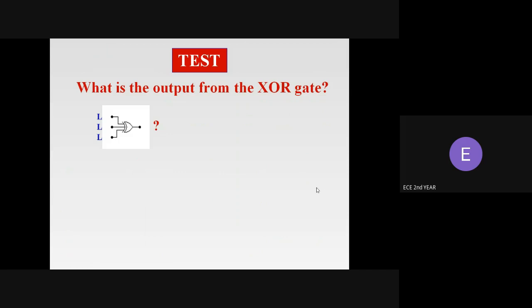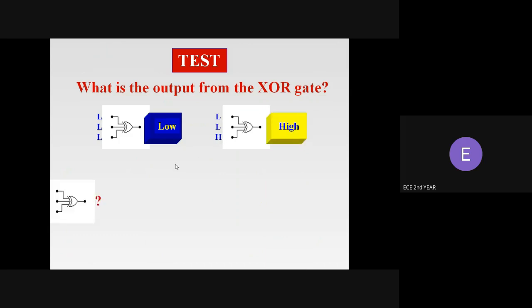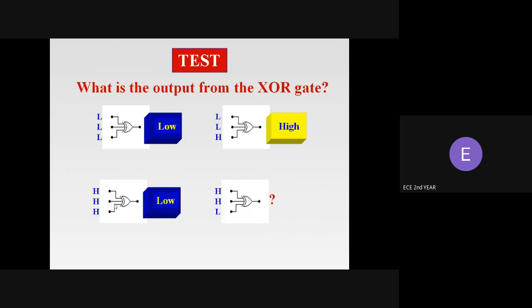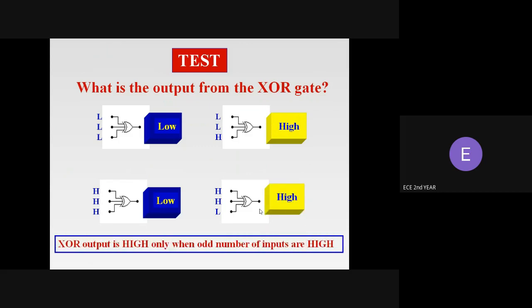We apply both the inputs low, the output will be low. And the next thing, we change any one of the inputs to be high, we will be having the high output. When all the inputs are high, the output will be low. If any one of the inputs goes low, the output will be high, right? So what will happen for the XOR: the output will be high when an odd number of inputs are high. That is the case here.